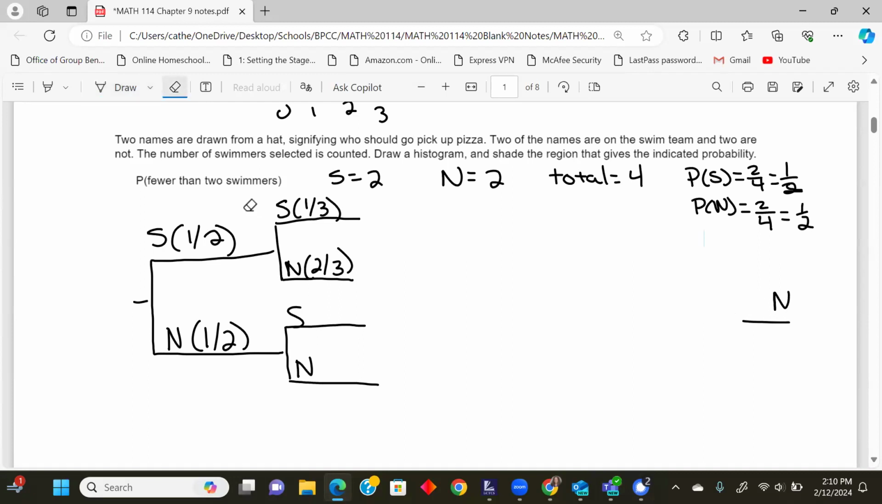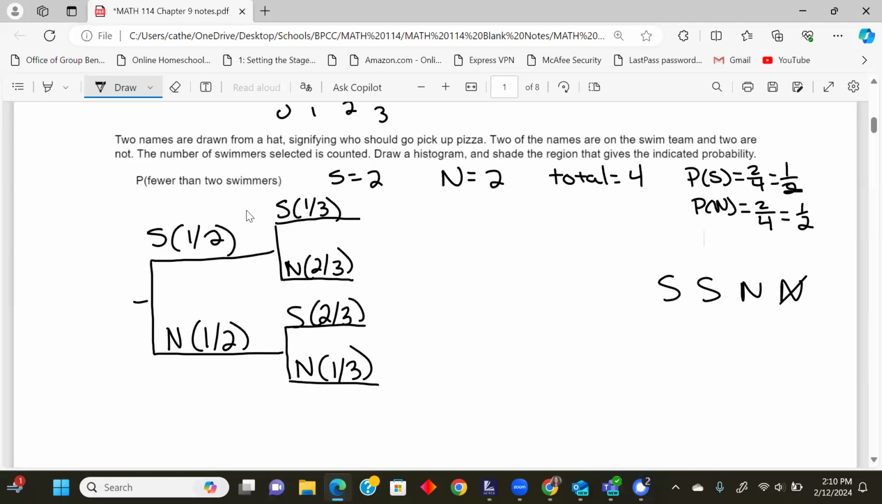So let's look at this a little bit differently. Now down here, the first time we pull a non-swimmer, so the second person we select, the probability they are a swimmer is 2 out of 3 because we have 2 swimmers out of 3 left. And the probability they're a non-swimmer is 1 out of 3. Okay.